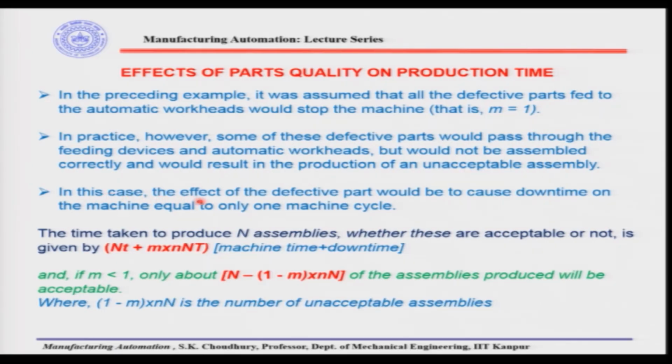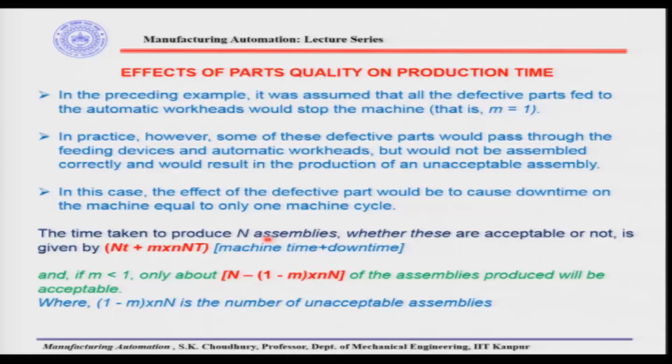In this case, the effect of the defective part would be to cause downtime on the machine equal to only one machine cycle, meaning that the assembly will be made, but it will be unacceptable. So, in one cycle, one assembly we are making, since it is unacceptable, we are wasting one machine cycle. The time taken to produce capital L assemblies, whether these are acceptable or not, will be machine time plus downtime. This is the total time, this is what we have seen.